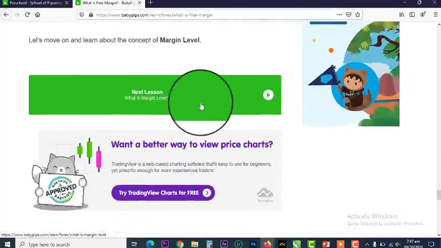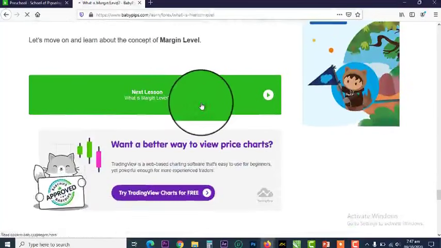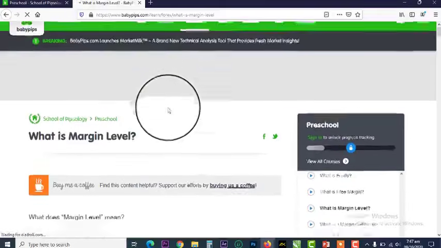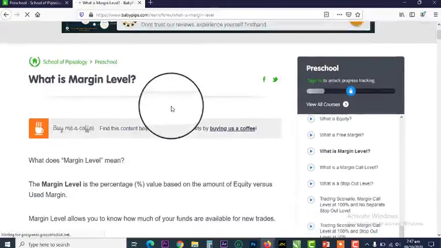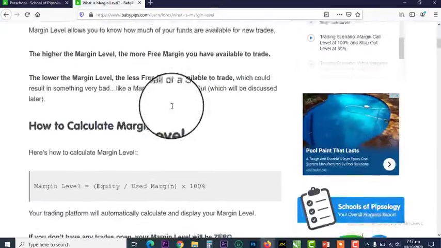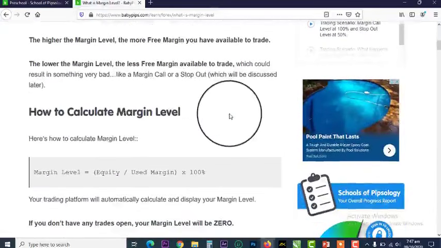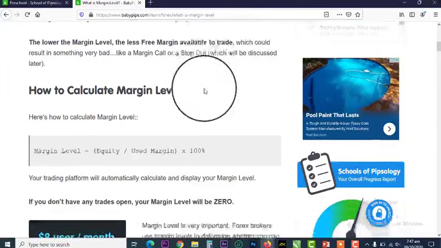If you know how to calculate, how to take your lot sizes, how to use proper leverage, you are good to go. What is margin level? Like I said the other time, a margin level begins from 0 to 200, right?